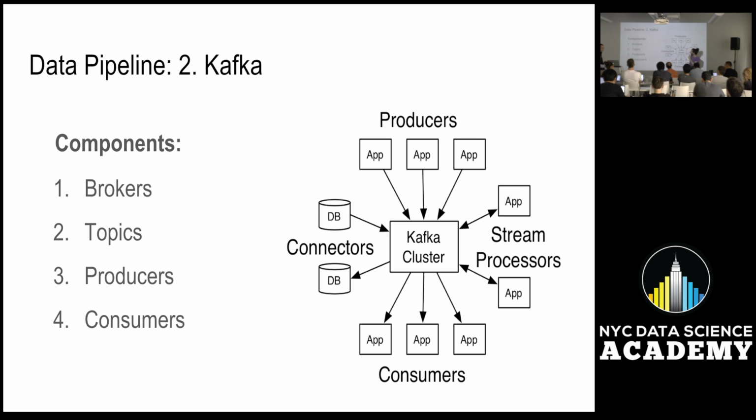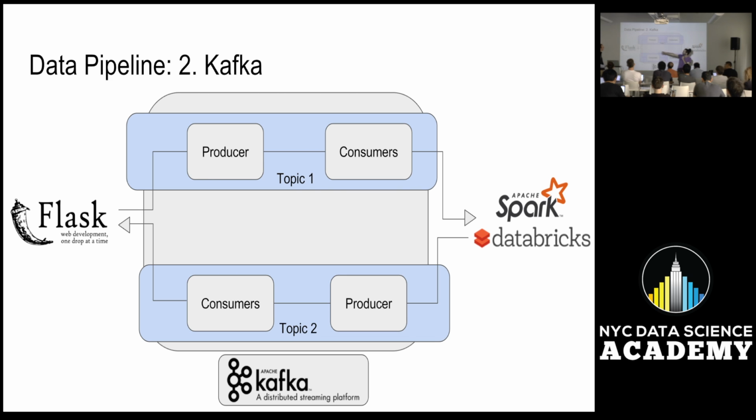So on the next slide, when a user makes a request on Flask, it produces a message through this first topic, and then on Spark's end, it consumes that message. And then vice versa, once Spark has processed and gone through our models, it'll produce some information, and then on the Flask end, it'll consume that information.